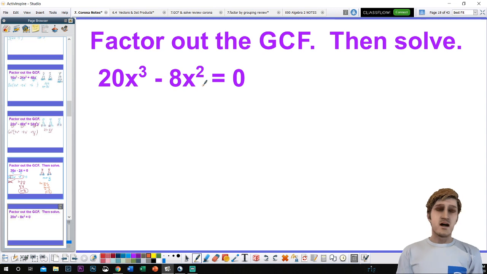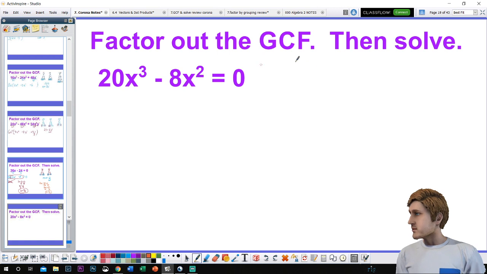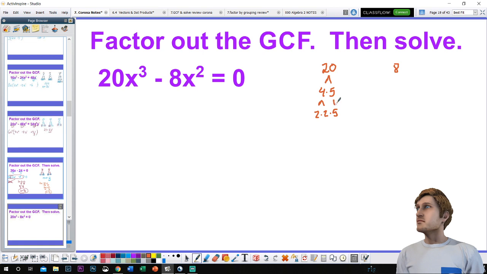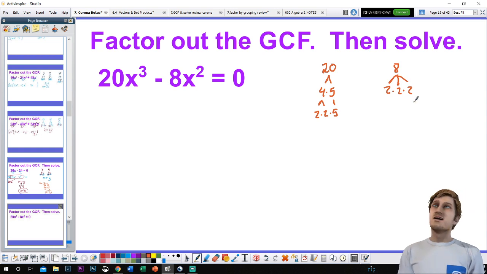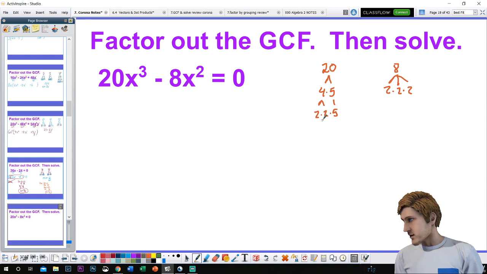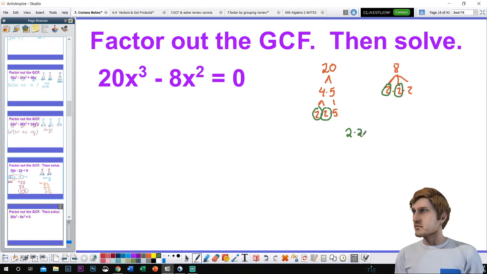Now again, we don't know how to solve this way back in first semester, but we do now. We have to find the GCF. So I have 20 and 8. Let's go ahead and factor those down. That's a 4 times 5, which is 2 by 2 by 5. 8, you know I kind of cheat on the 8. I know that 8 is 2 by 2 by 2. Now that I have those, I'm going to see what they have in common. So I have a 2 and a 2, and I have another 2 and another 2. It looks like 4 is part of my GCF.